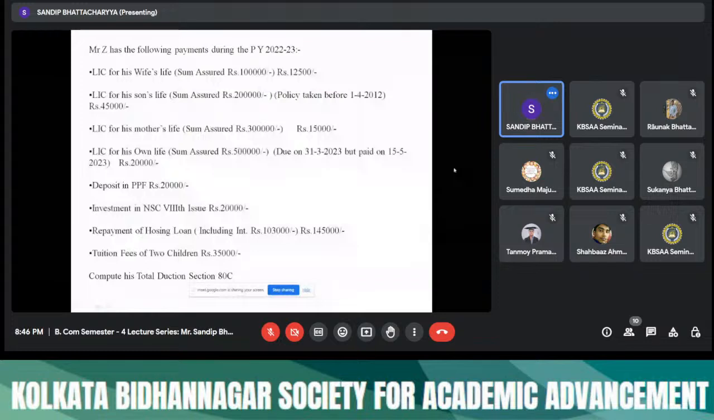Okay. LIC for his own life, sum assured 5 lakh, due on 31st of March, but premium paid 15th of May. Now please underline this: premium paid 15th of May. Deposit in PPF, investment in NSC, repayment of housing loan including interest, tuition fees for 2 children. Compute the deduction under section 80C.